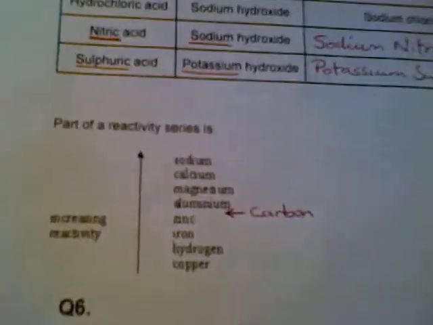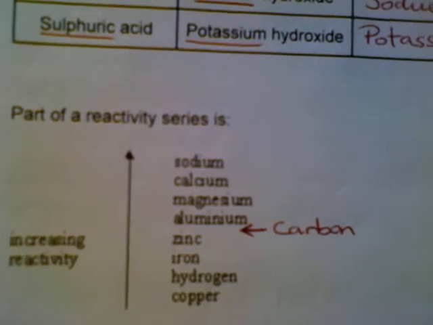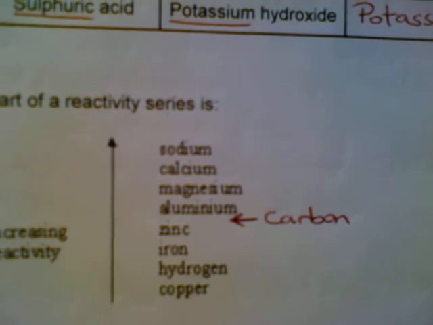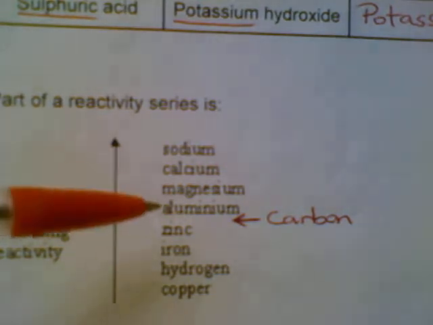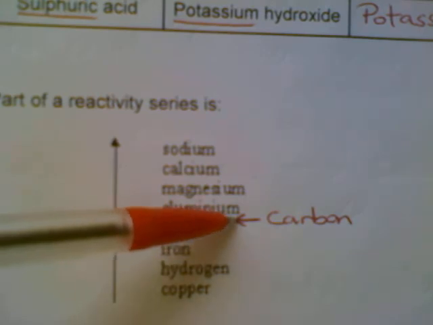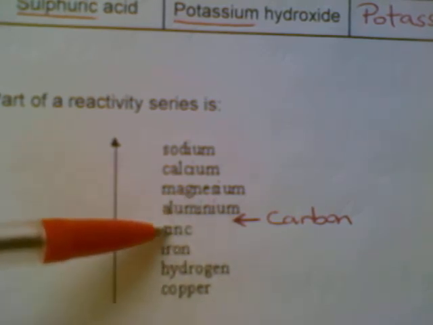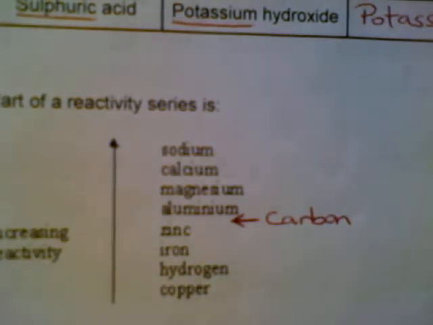They give a reactivity series here and ask you to place carbon in there after giving you some information. So they tell you that carbon's used in blast furnaces to obtain iron and zinc from their oxides, but electrolysis to obtain aluminium from its oxide. So we know from that information that carbon must be between aluminium and zinc. So we show that on the series, okay?